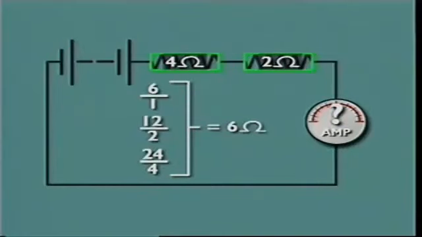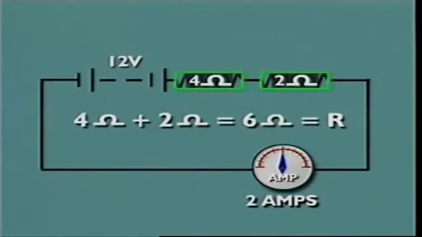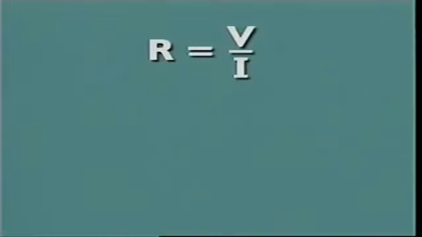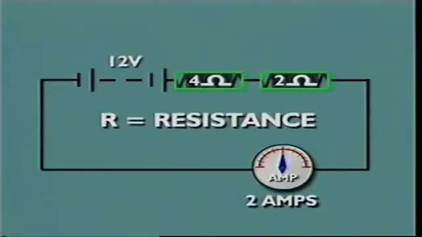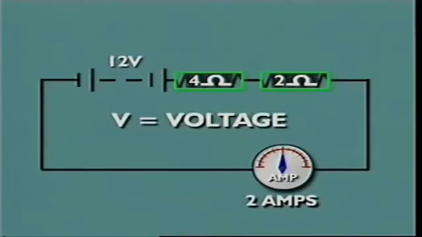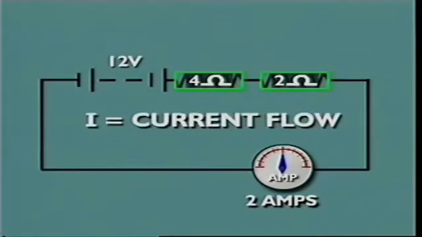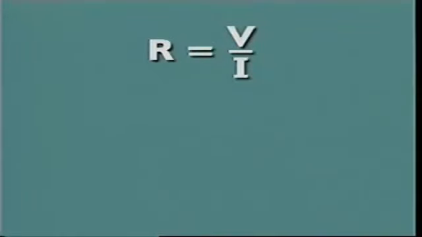If voltage and amperage are recorded each time they change, and each voltage is put over each amperage, the resulting fraction always equals the same number. Total resistance of a circuit in ohms always equals the voltage divided by the amperage. This is Ohm's law. R stands for resistance, V for voltage, and I for current in amperes. R equals V divided by I.